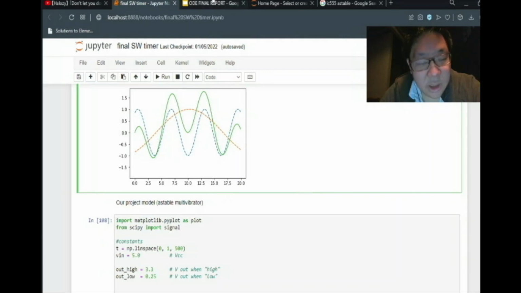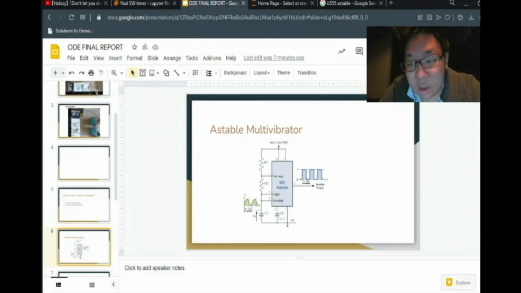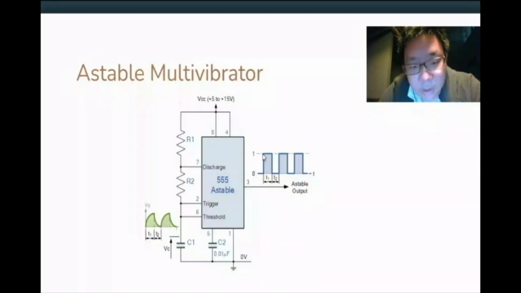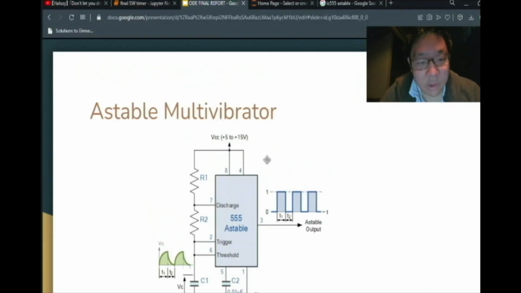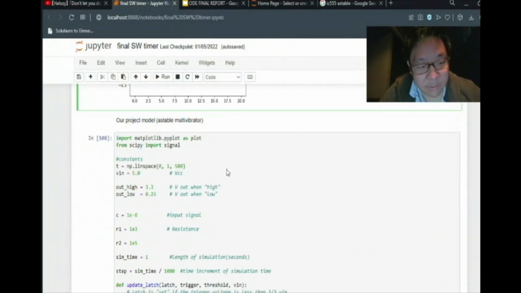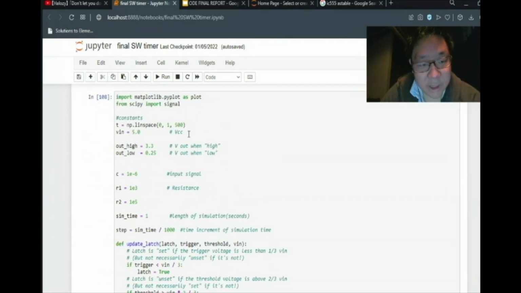Okay, next we'll go to the astable multivibrator. Here is the basic circuit of the astable multivibrator, and this is an IC. Here we have our input, which is done through C1, and this is a triangular wave, and the resulting output should be a square wave.